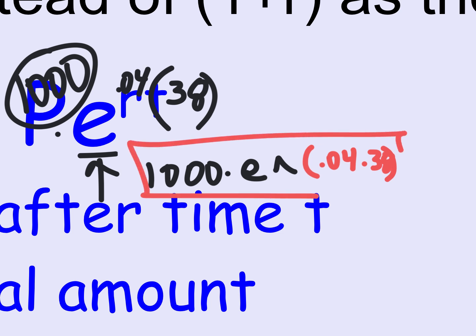That will tell me how many microbes I have running around on my hand. It started with 1,000. It's growing at 4%. I let it go for 38 minutes.